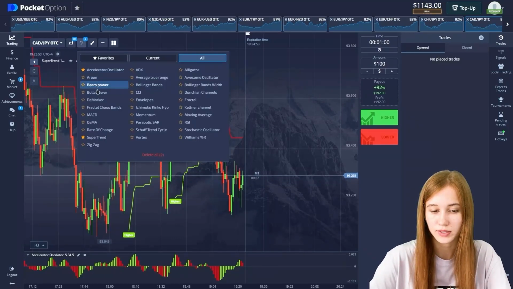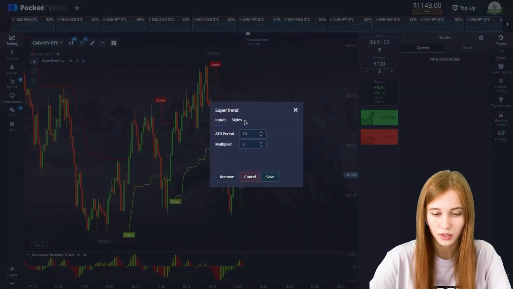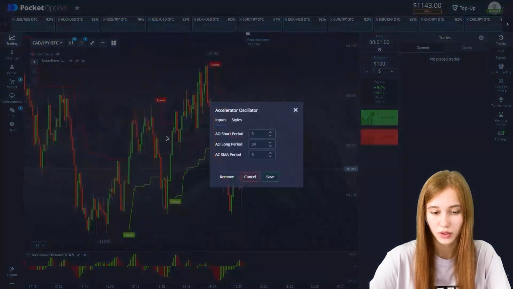Let me show you the settings. This is an oscillator and a super trend. Let me show you the super trend settings. Oscillator settings, we also traded currency pairs as today.